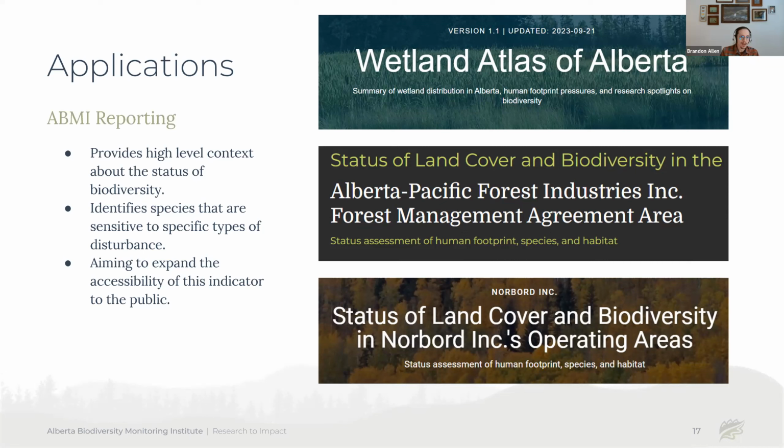And one of the things that we're trying to do right now is figure out how we can make this information more accessible. It's nice to know what the status of wetlands is for all of Alberta, or if you're really interested in some of these forest management areas. But we would like to make this information more accessible to everybody. So if they're interested in how their county is doing, or how the area around a national park is doing, that information can be more accessible to them. That is something we're actively working on right now.